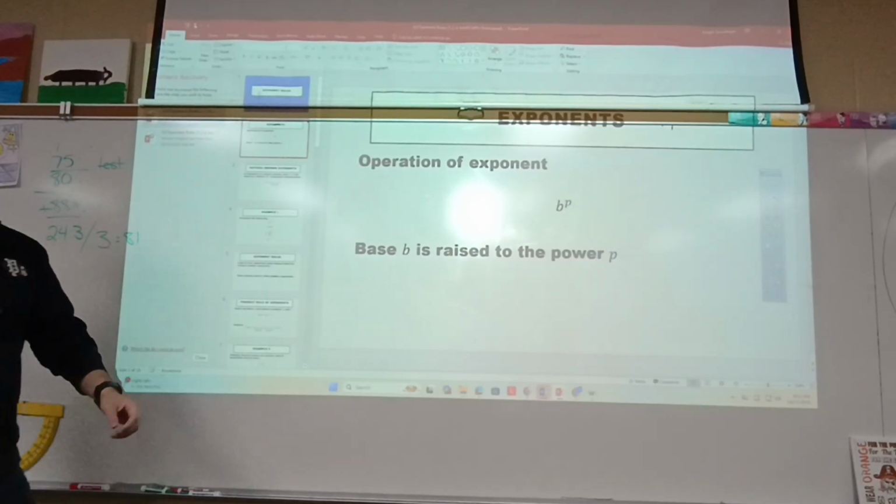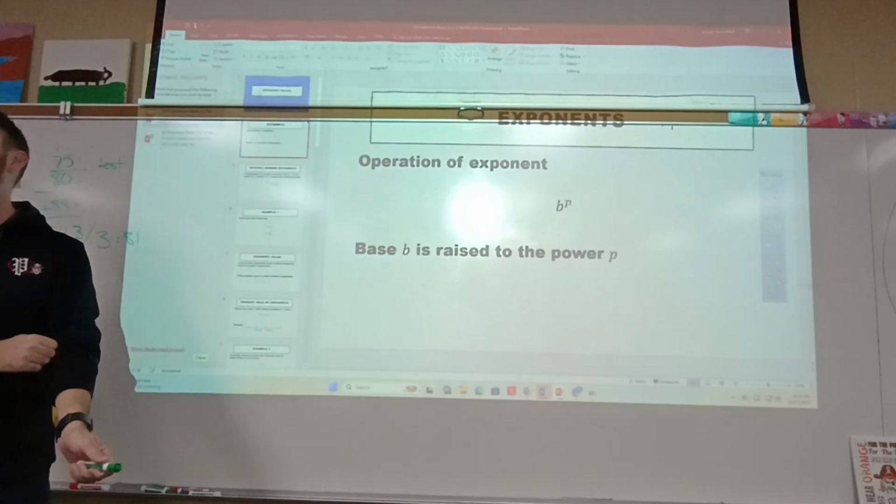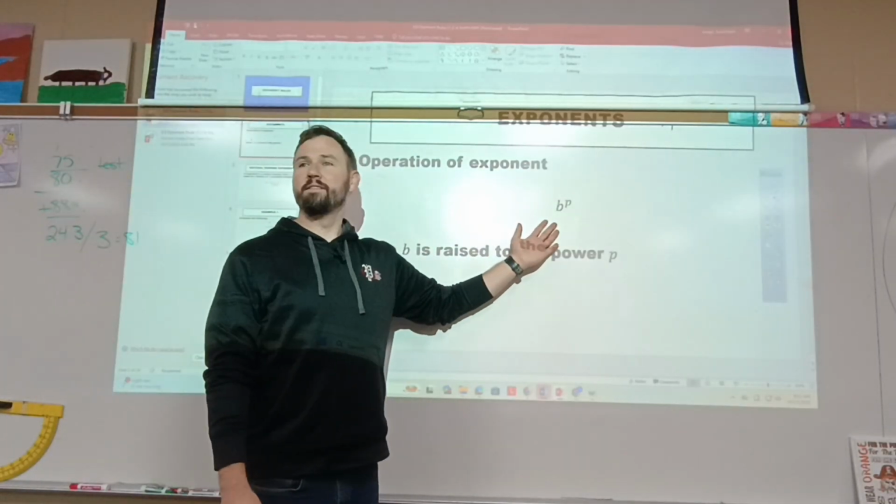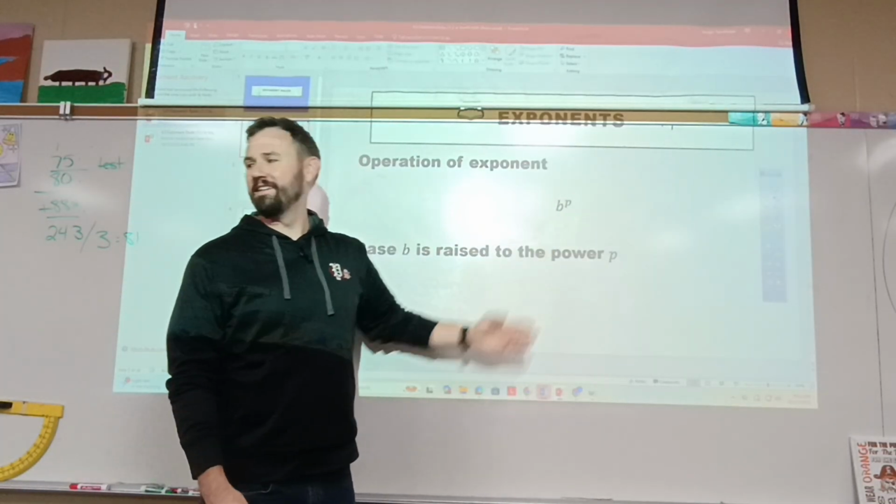This is a review. I think the first time you might have seen exponent rules was actually in 7th grade. But we're going to do them again today. This is an exponent. B to the P.